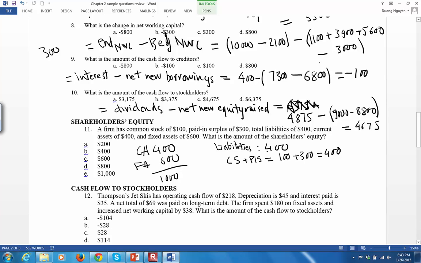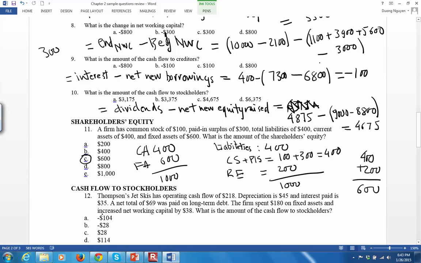Now the total of liabilities and common stock is only 800, so something is missing. It has to be retained earnings, so retained earnings has to be equal to $200. So the total of the liabilities and equity is exactly equal to $1,000. The question is asking what is the amount of shareholders' equity. Common stock and paid in surplus is 400 plus retained earnings of 200, so the shareholders' equity is $600. So the answer is C, $600.